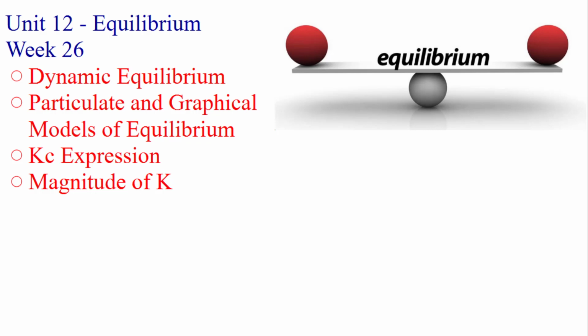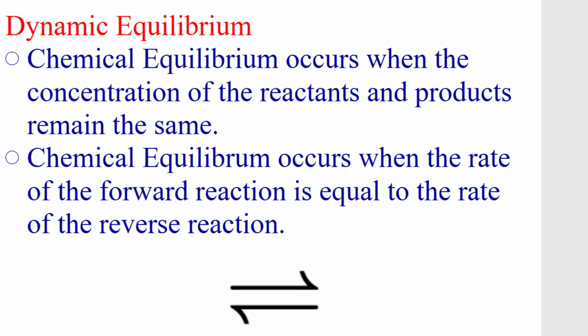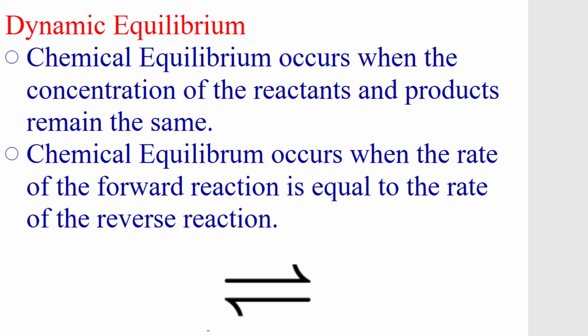Dynamic means always changing. It's not static. It's not going to be in just one place, but the chemical reaction will be in dynamic equilibrium. We're going to be taking a look at particulate and graphical models of equilibrium, the Kc expression, and the magnitude of K. So let's get to what's called dynamic equilibrium.